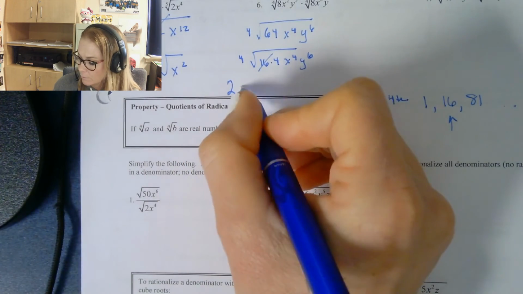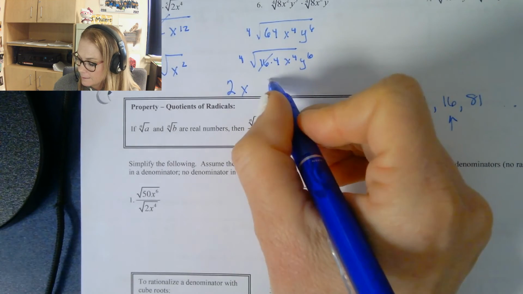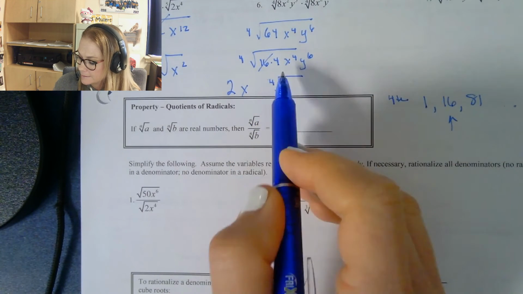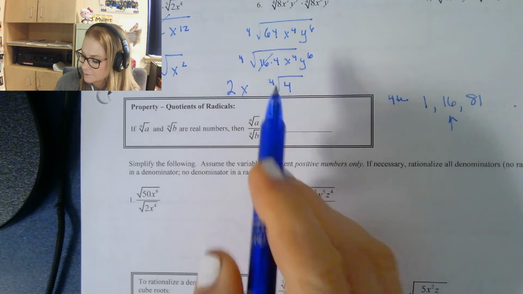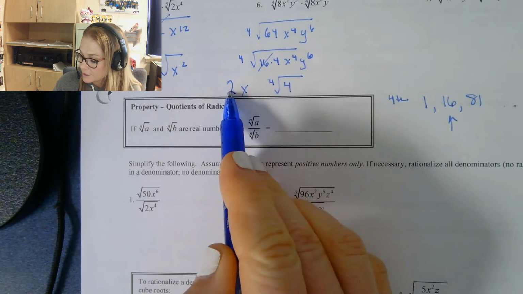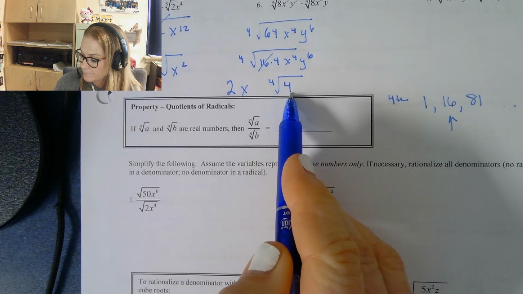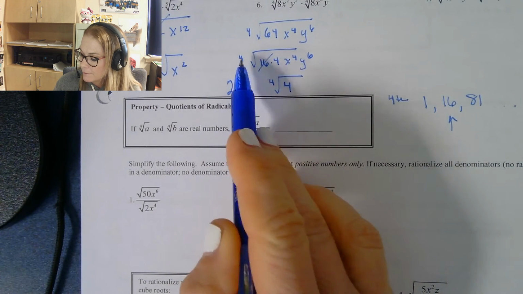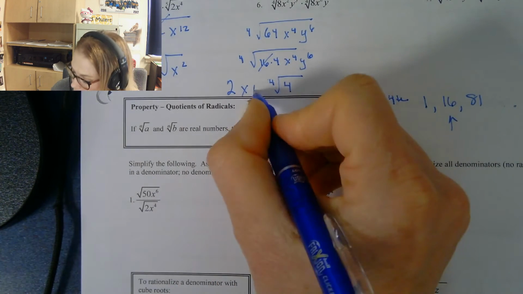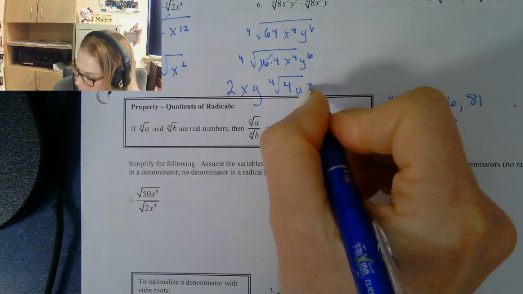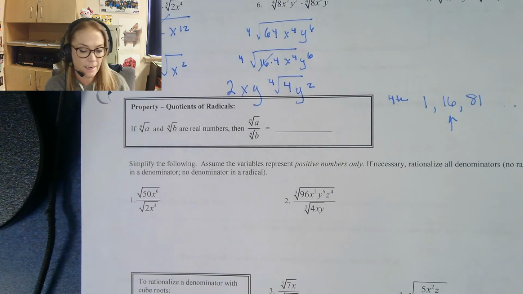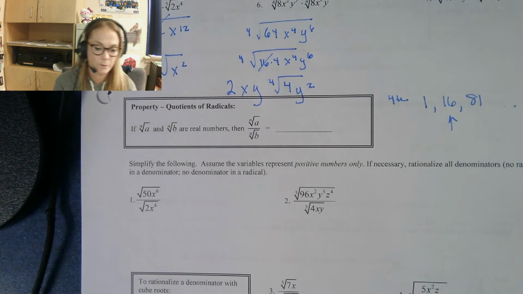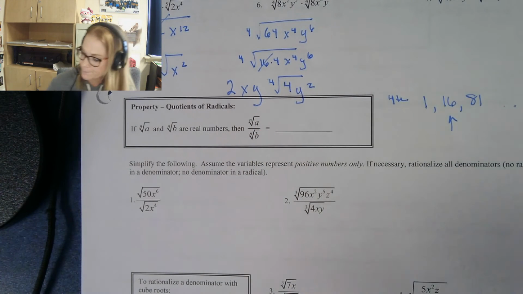4 goes into 4 one time. So 4 is left. So the 4th root of 16 is 2. 4 is stuck. 4 goes into 4 one time. 4 goes into y to the 6th one time with 2 left over. So this is 2xy, 4th root of 4y squared.